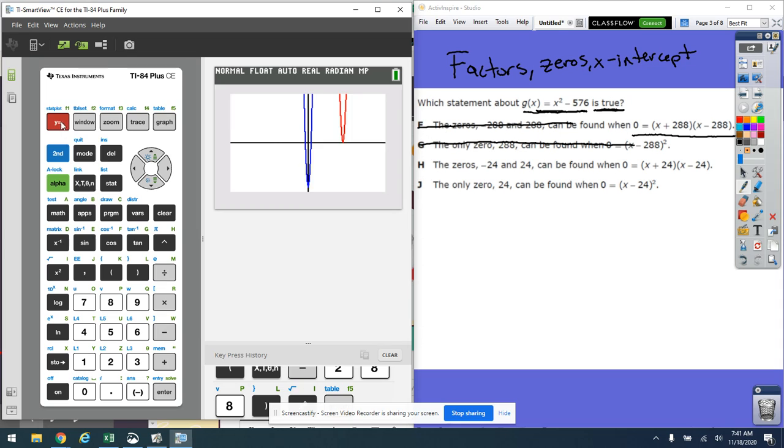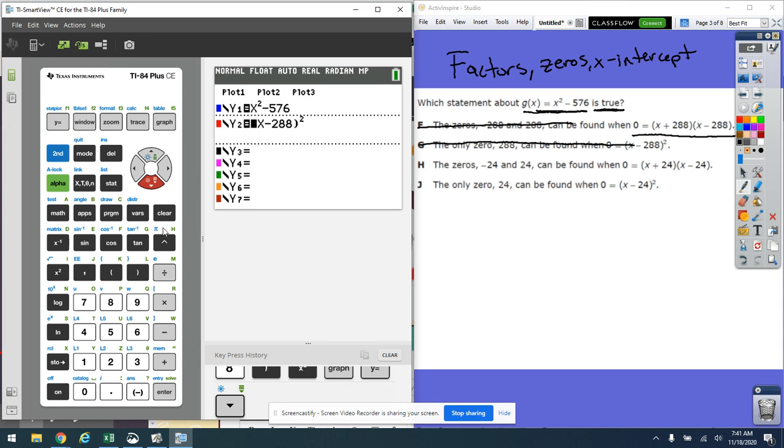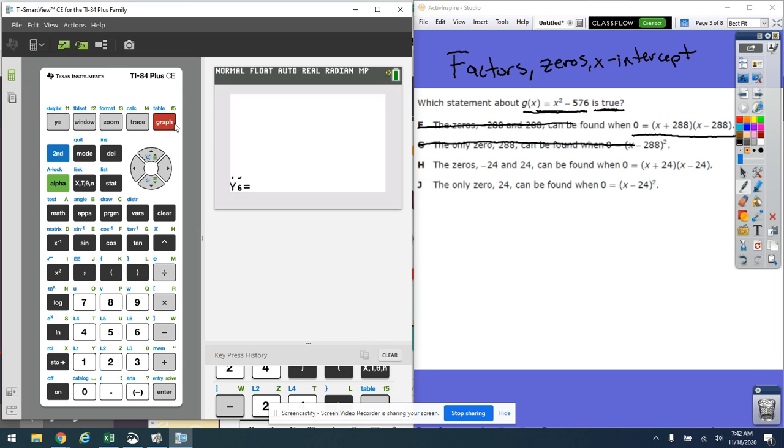So now let's go ahead and take a look at our third one. Clear. Okay, so again, 0 is another form of y here for our calculator. So I have x plus 24. Close the parentheses. Make sure I type it exactly how I see it. X minus 24, and then close the parentheses again. And then I'm going to hit graph.